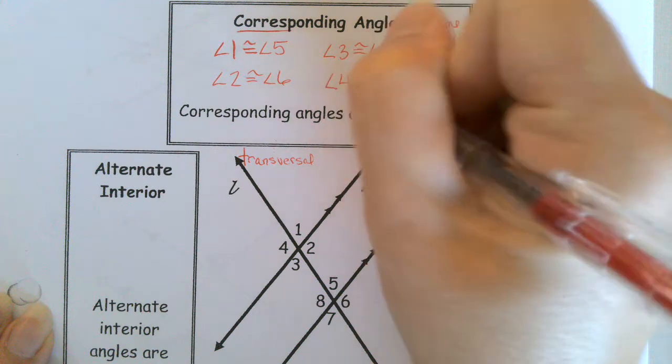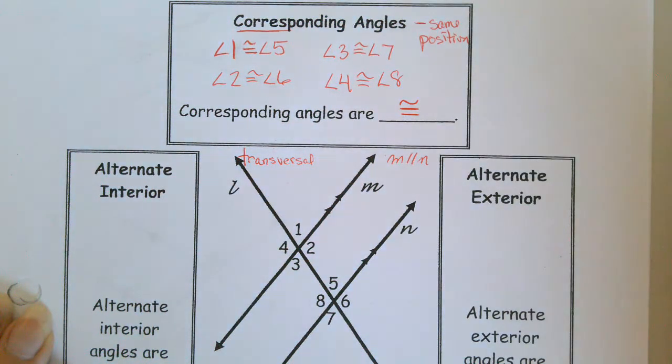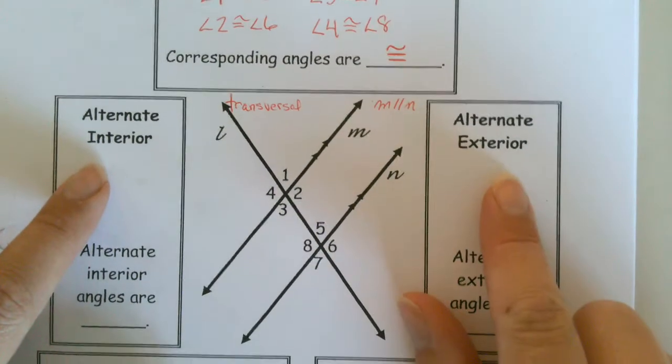Now, this is only true for parallel lines. They're corresponding angles, but they're only congruent for parallel lines. Okay, next, we've got this alternate exterior and alternate interior. So we can go ahead and slide this up.